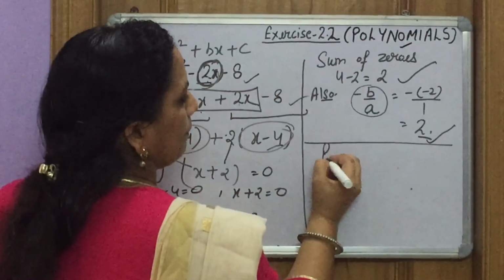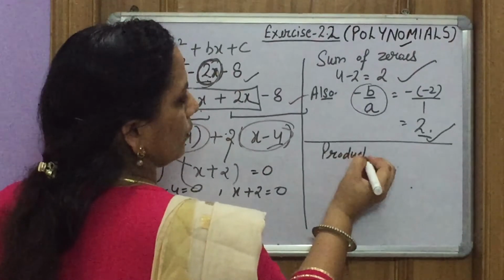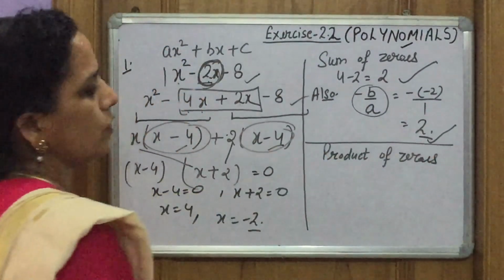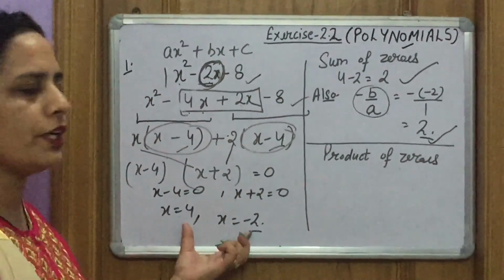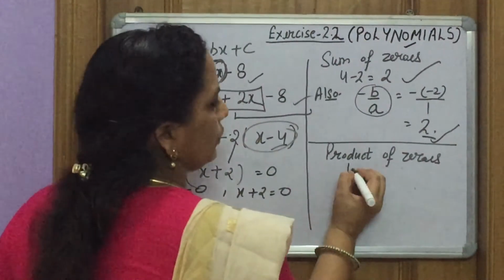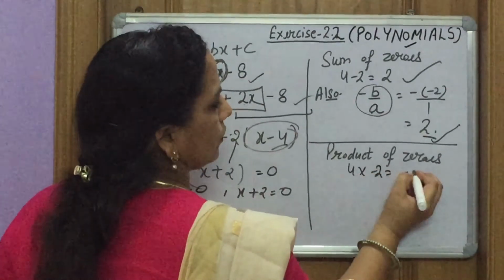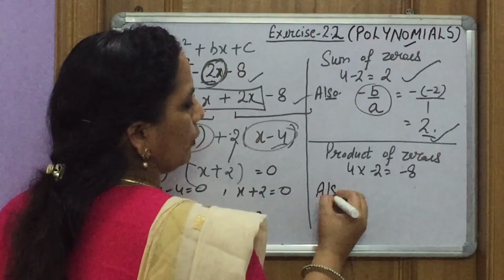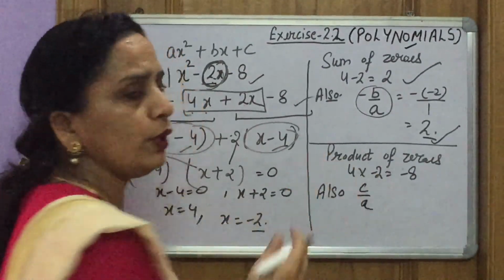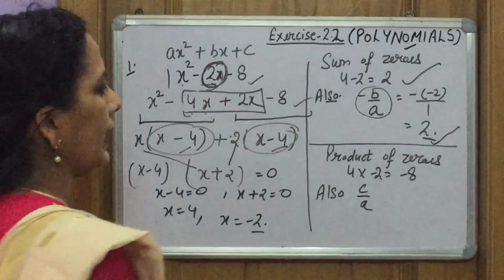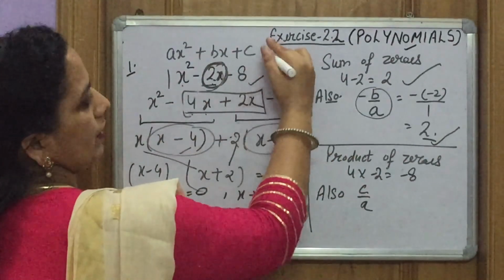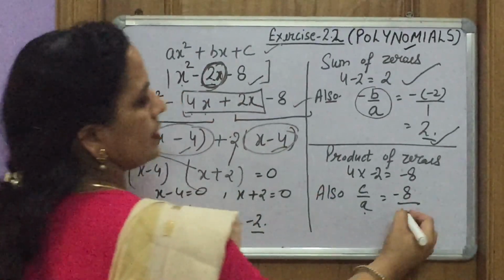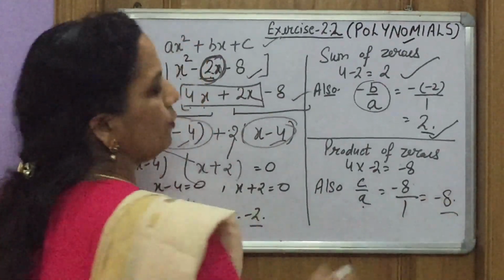Next is the product of zeros. First step is to take the product of both of the zeros. It will be equal to minus 8. Also we can find the product of zeros by a formula: c by a. The value of c is minus 8 and the value of a is 1. So this is equal to minus 8.